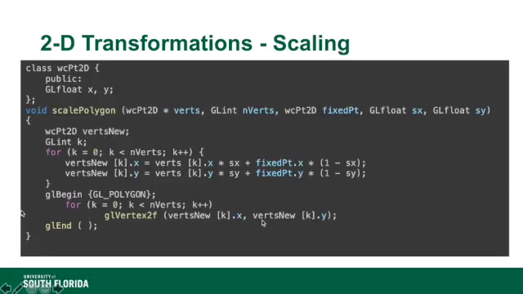This is the scaling function for a polygon. We receive again a set of vertices, a number of vertices, a fixed point, a scaling factor in x, and a scaling factor in y. We're going to iterate over each vertex, and we are going to scale it by the factor according to the fixed point. And with the new set of vertices, we're going to regenerate the polygon.